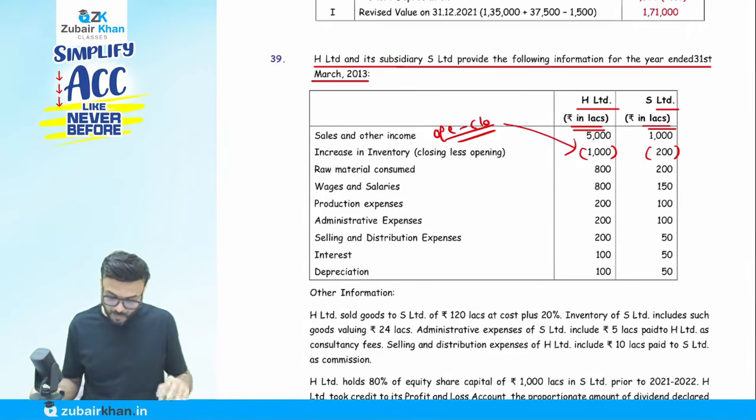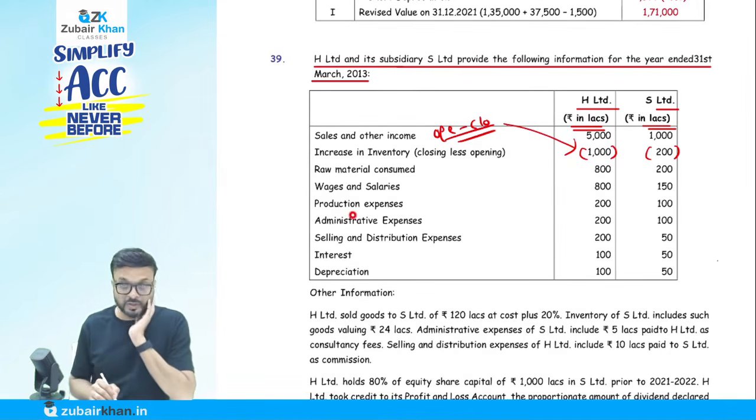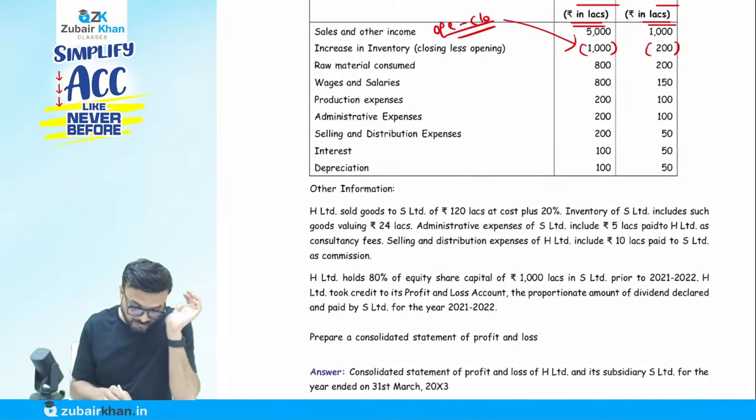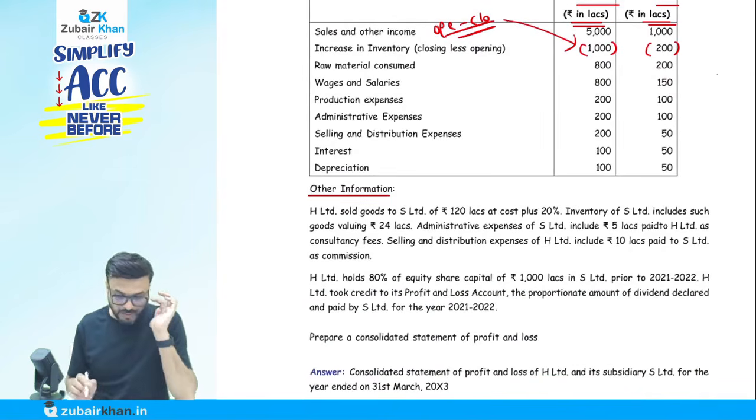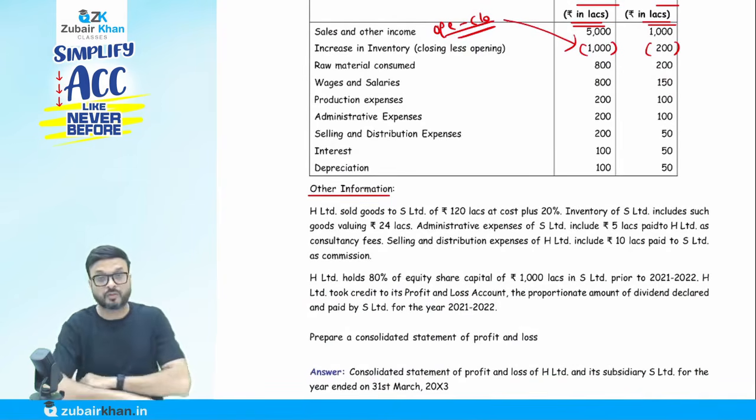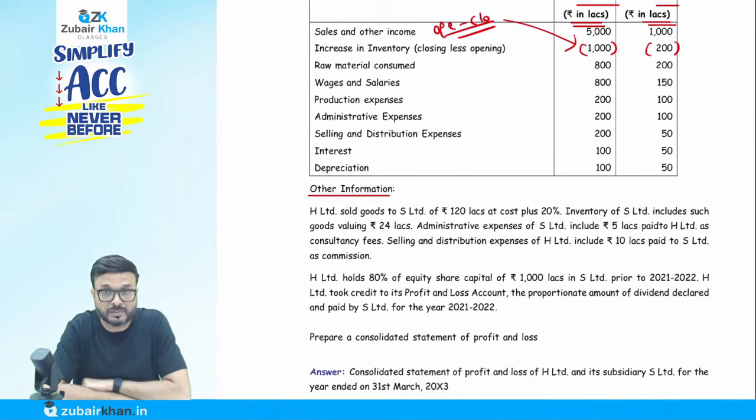Raw material consumed 800 and 200, wages and salaries 800 and 150, production expense 200 and 100, administrative expenses 200 and 100, selling and distribution expense 250, interest 150, depreciation 150. Now, what is the other information? H Limited sold goods to S Limited of rupees 120 lakh at cost plus 20%. Inventory of S Limited includes such goods valued at rupees 24 lakh.